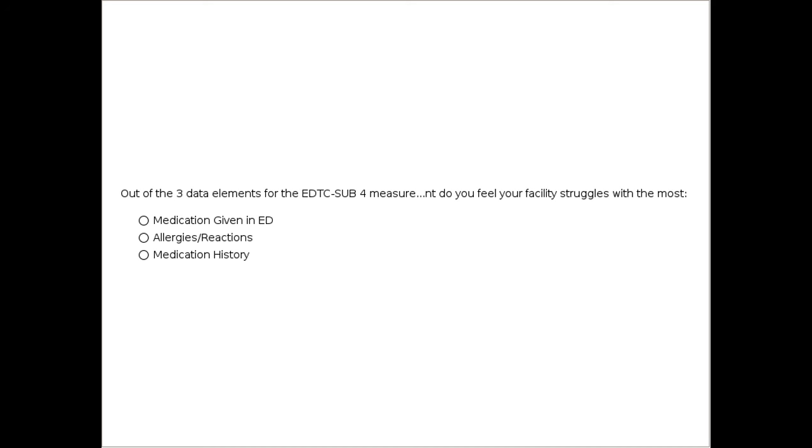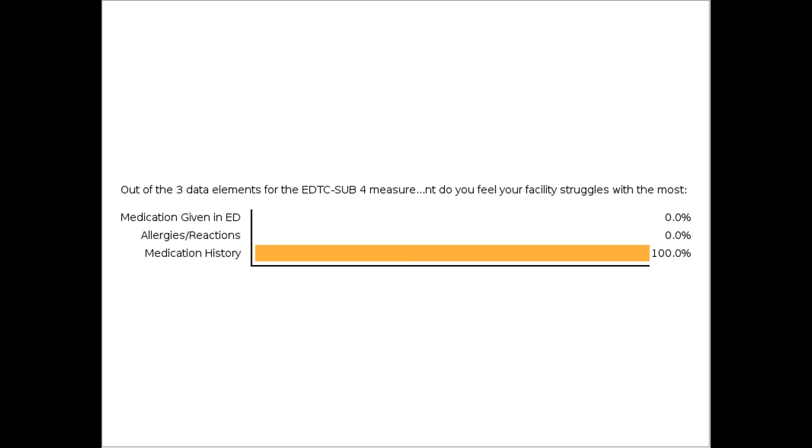Okay, so on your screen there should be a survey. Can you see the survey up on your screen? Yes. Okay, I would like everybody on the webinar portion to answer one of those. The question is, out of the 3 data elements for the ED transfer Measure-4, which data element do you feel your facility struggles with the most? It could be all or nothing, but if you have one in particular, you can skip it. I would rather try and get feedback, and while you're answering that, I'm going to go into a little spiel here.